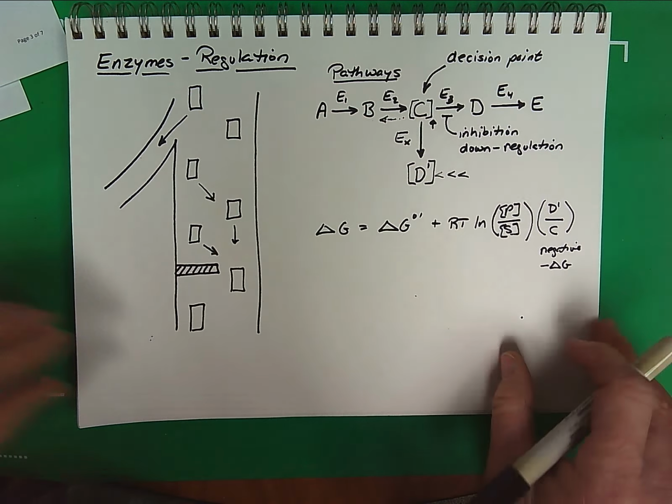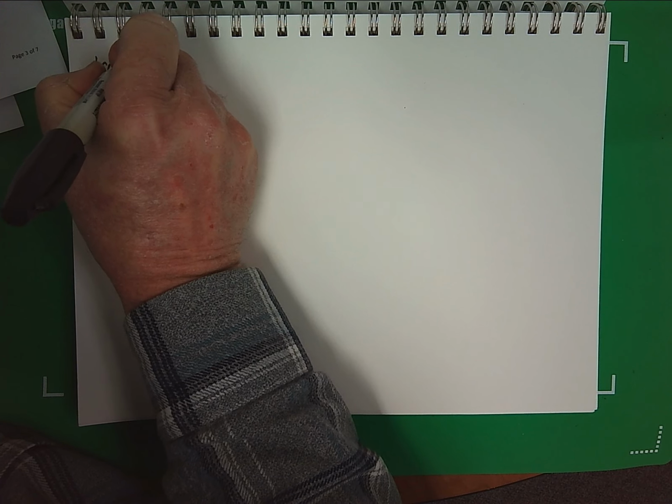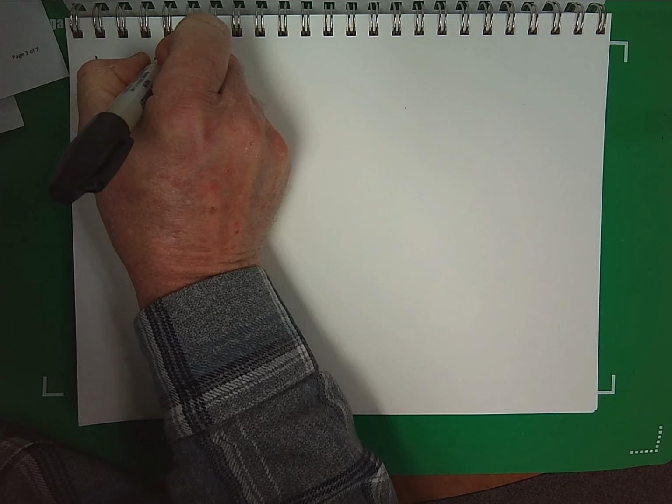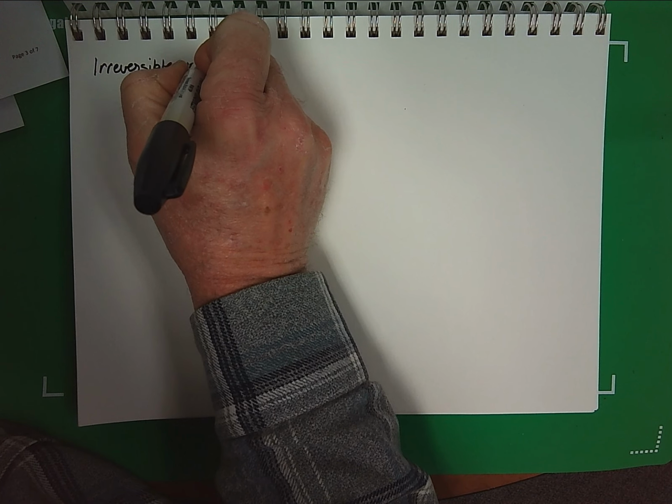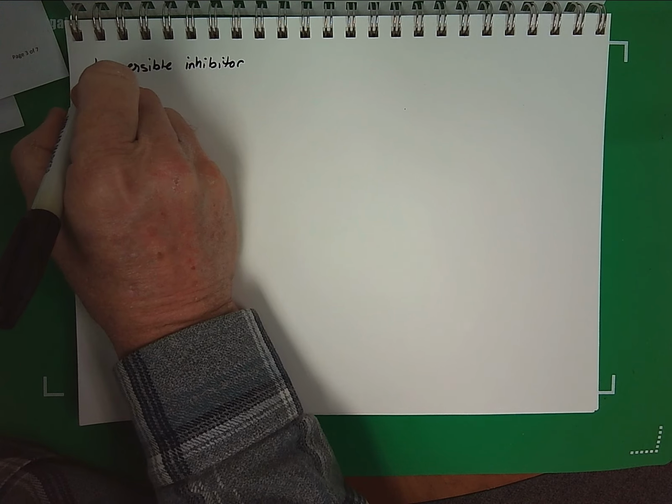Now let's take a look at the types of regulation. The first one we want to take a look at is what's called an irreversible inhibitor. So an irreversible inhibitor is one of our simplest mechanisms of regulating enzymes.